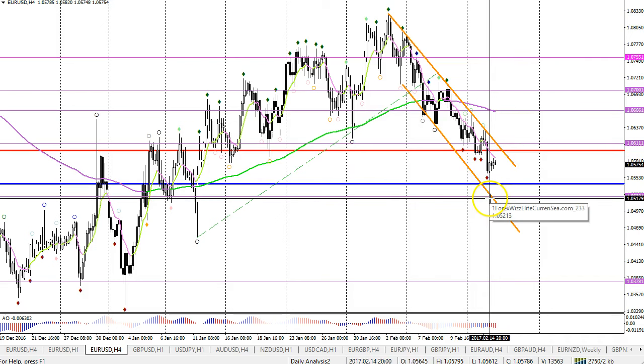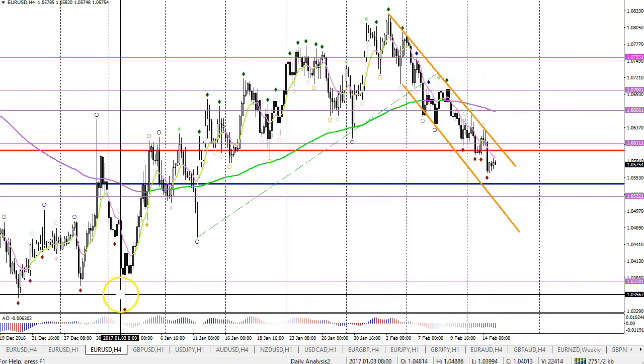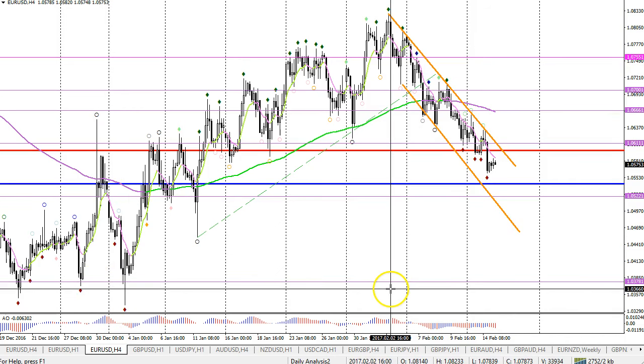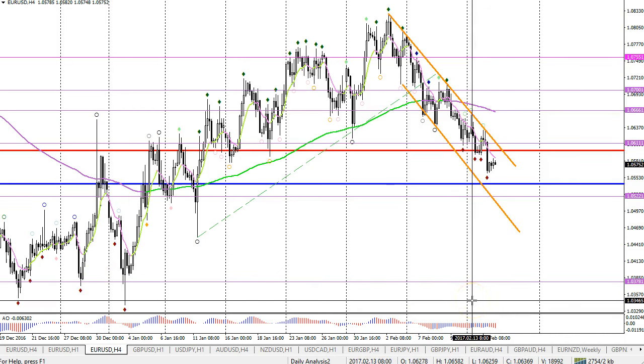Of course, it could go beyond 105 and test this bottom, but first, price needs to break 105 before we can think about the next target.